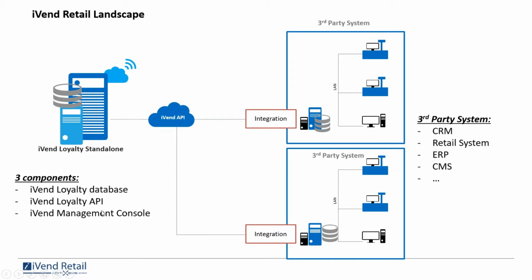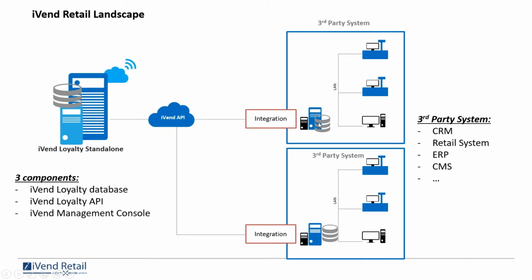And we have a management console. It is the application where you can define the master data and the configuration. So with the Loyalty Standalone, we don't have an integration service. We don't have a replication service. Yes, we have a scheduler service to send emails in the background, but we don't have offline in the store. And of course, in the landscape, we integrate with third-party systems. So we have a third-party system landscape here.